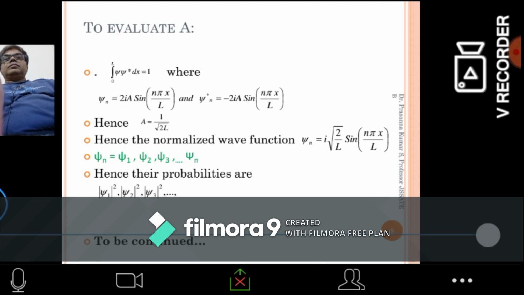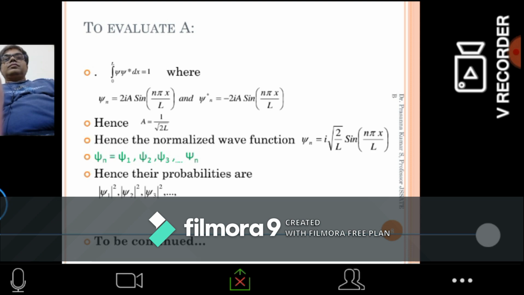Now you substitute this value of the constant a into the wave function psi n. If you substitute this value, you will get i into root of 2 by L sin of n pi x by L. So now you got the wave function. It is free from all other constants a and b, isn't it? So look at the final wave function we got now, the exact wave function for the electron, that is psi n is equal to i times root of 2 by L sin of n pi x by L.